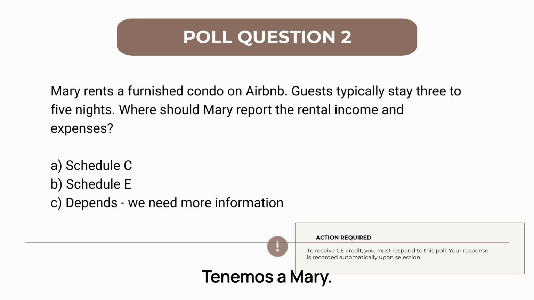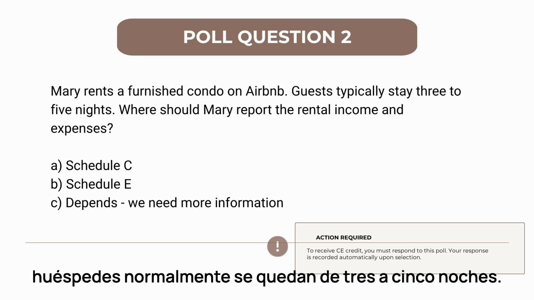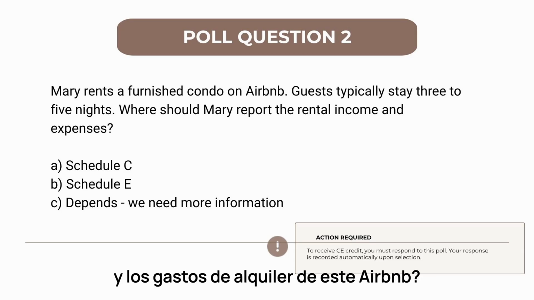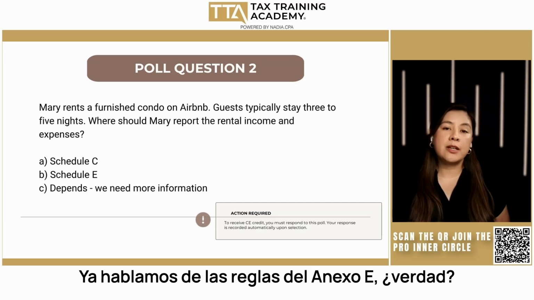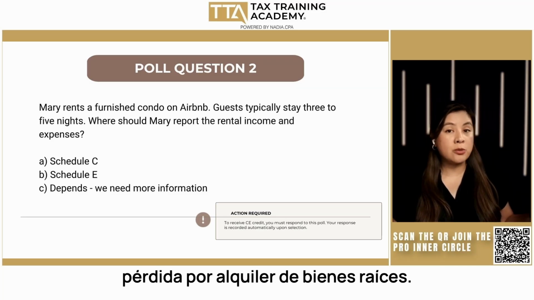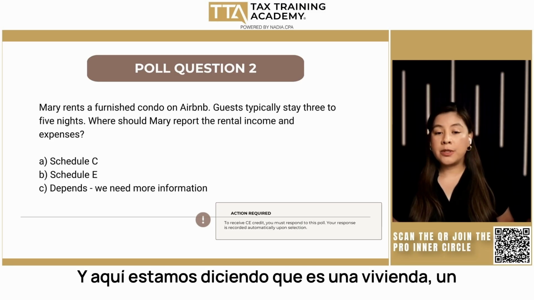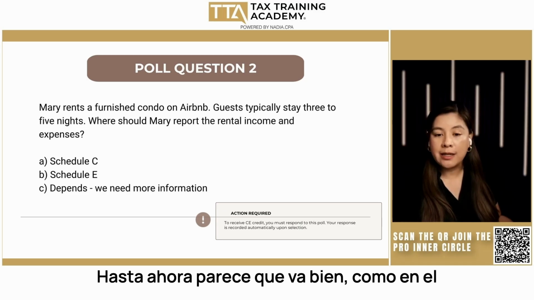We have Mary. She rents a furnished condo as an Airbnb, and guests typically stay there 3 to 5 nights. Where should Mary report the rental income and expenses of this Airbnb? We already talked about the rules of Schedule E, right? It reports the rental income or loss from rental real estate. And here we're saying it's a home, a condo that we're listing on Airbnb. So far, it seems okay, like Schedule E.